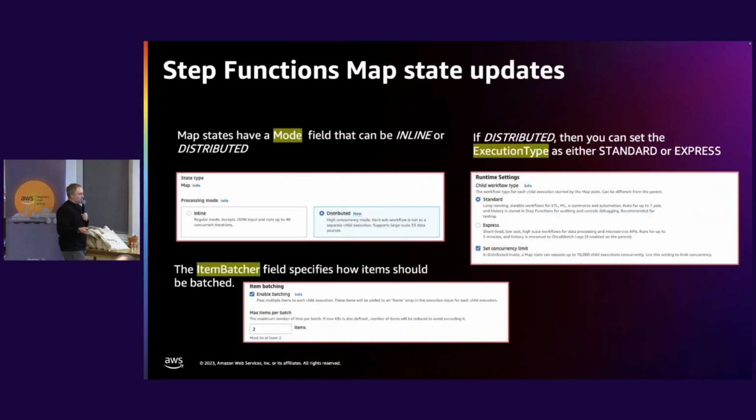You can do some cool things with it as well. You can still use the inline state. That old one of 40 concurrency still exists. Now, you know already what a standard and express workflow is, because we talked about that. So when you run a distributed map state, you can tell it to run as standard or express. You can even batch things up.